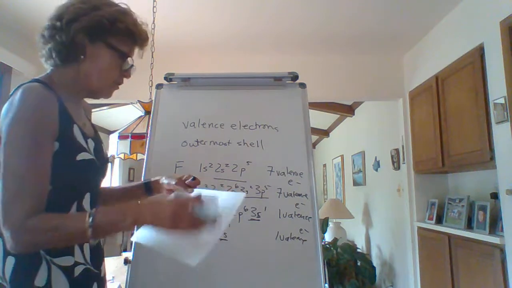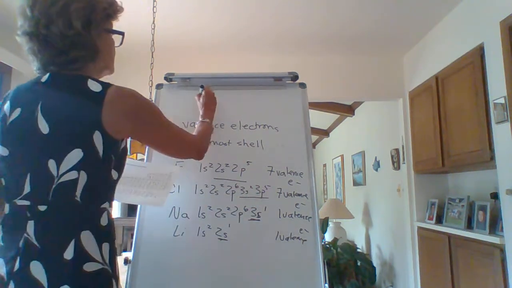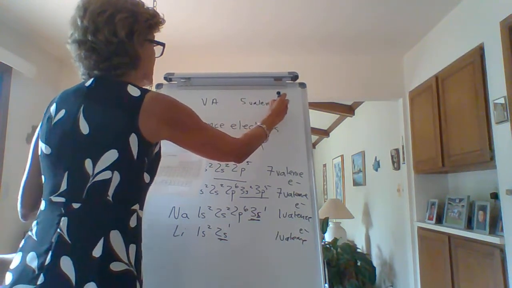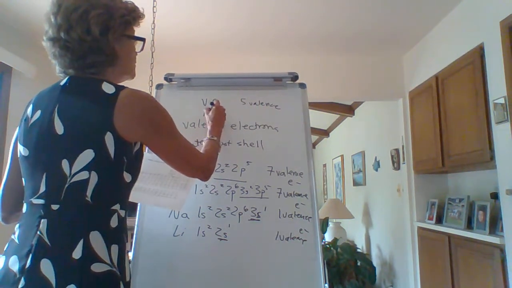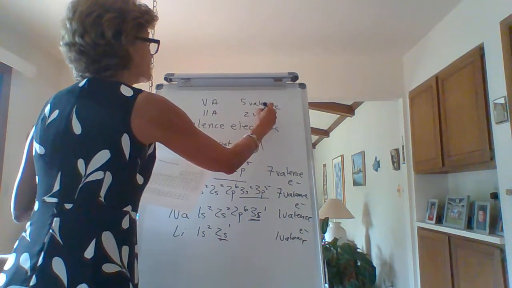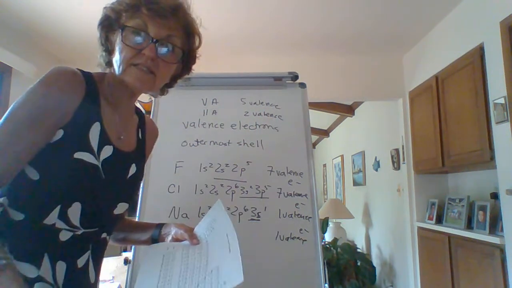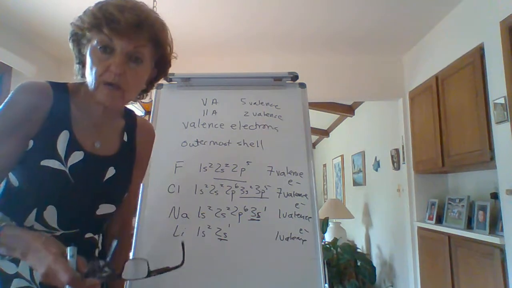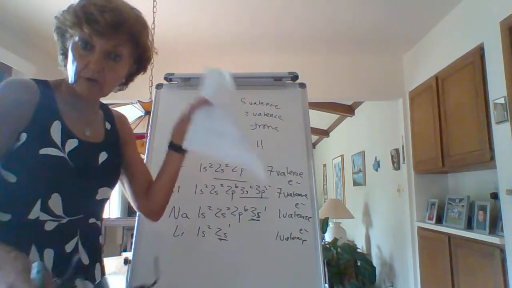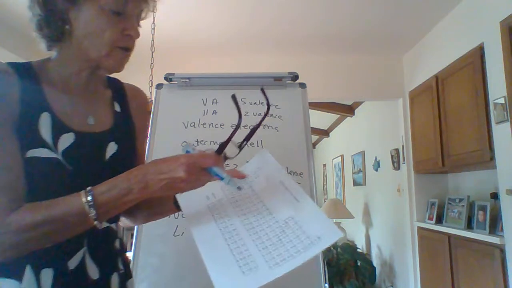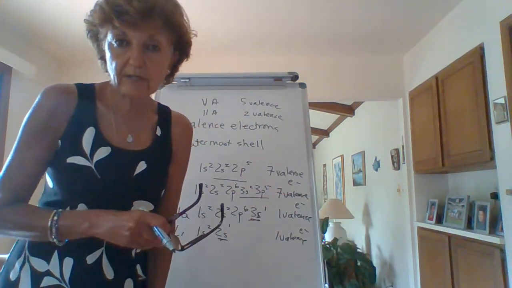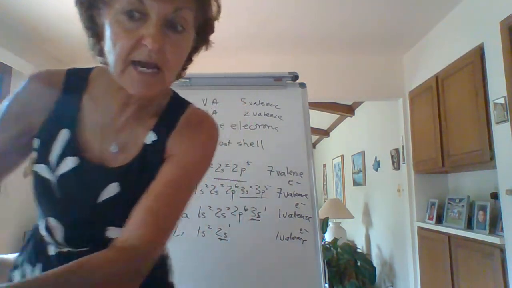So if you are looking at an element in group 5A, it has 5 valence electrons. If you're looking at an element in group 2A, it has 2 valence electrons. Do you get the idea? So you don't actually have to do the whole electron configuration for any of these representative elements. All you have to do is look at your periodic table, your best friend this semester, and look at the Roman numeral. The Roman numeral will tell you how many valence electrons that element has.